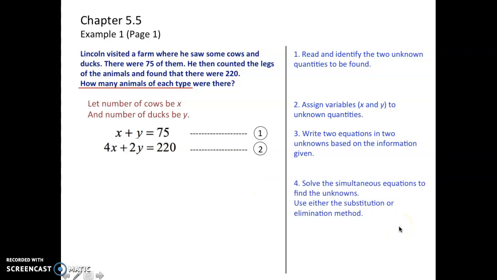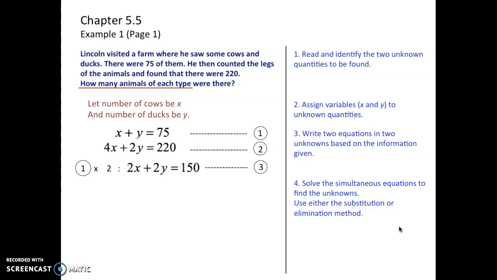Now that you have these equations, you can now solve the simultaneous equations to find the unknowns. We have learned the substitution and the elimination method. You only have to choose one to solve it. In my case, I'm going to use the elimination method, but please feel free to use the substitution method if you're more familiar or more comfortable with it.